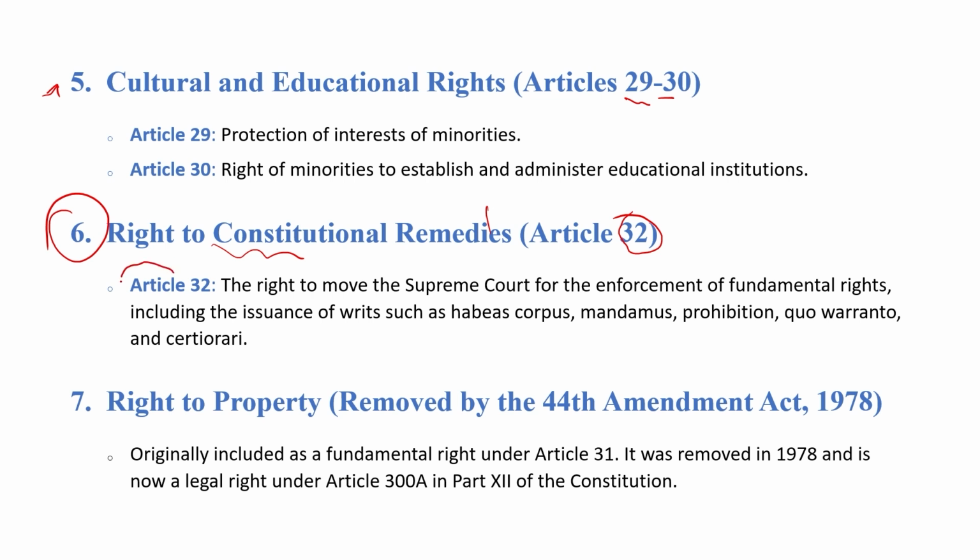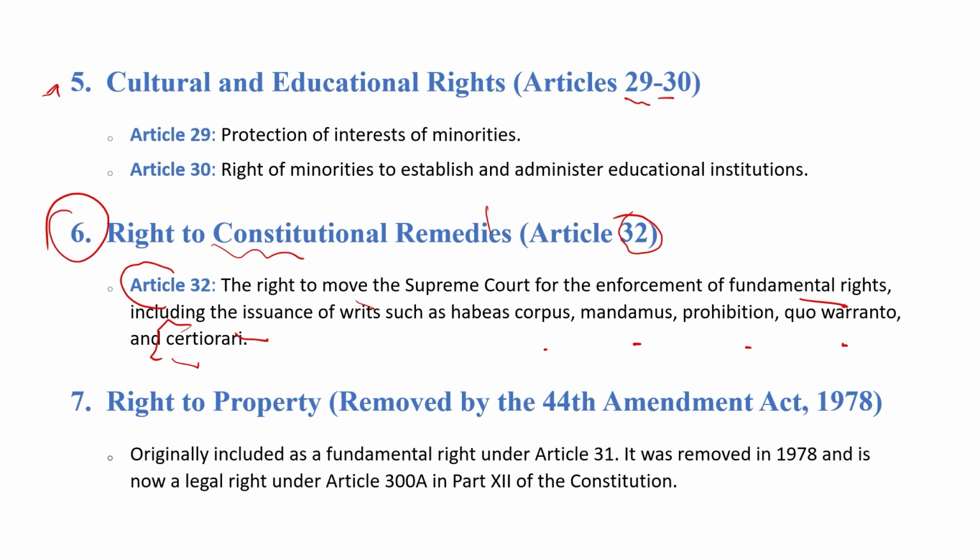So what is Article 32? The right to move the Supreme Court for the enforcement of fundamental rights, including the issuance of writs such as habeas corpus, mandamus, prohibition, quo warranto, and certiorari. In the next chapter, we will discuss these writs: habeas corpus, mandamus, prohibition, quo warranto, and certiorari, which can be issued by the Supreme Court and High Court. So Article 32 provides protection against abolishment of fundamental rights, and also it provides 5 types of writs.